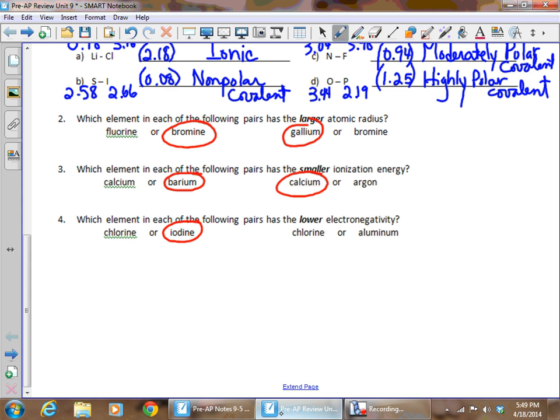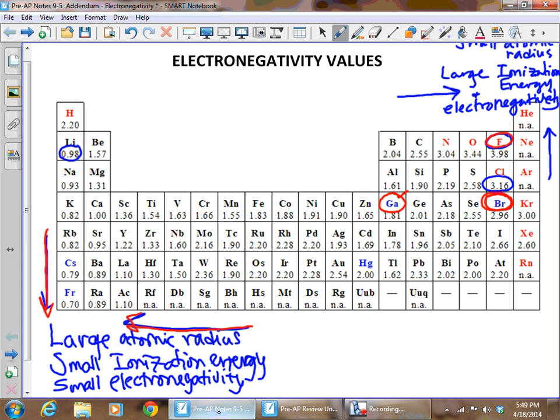And if you're looking at the difference between aluminum and chlorine, you'll see that aluminum is further to the left than chlorine, and therefore it's going to be lower in electronegativity. So you've got to know your chart. Go back to the chart. You've got to know these arrows and that focus on fluorine, that everything going up towards that corner of the chart is going to be a small atomic radius but large ionization energy and electronegativity values.